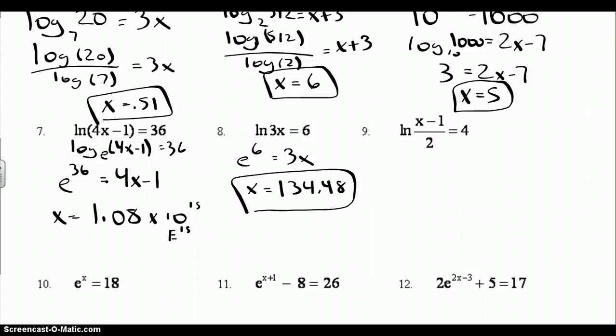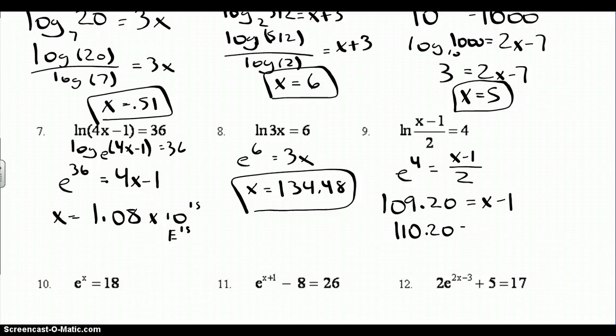Number 9, log base e again. So you'll have e to the 4th equals (x minus 1) over 2. Take e to the 4th, you get 109.20 equals x minus 1. Add 1, you get 110.20 equals x.